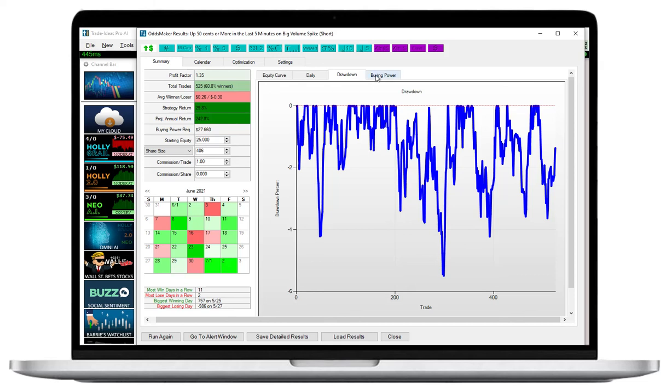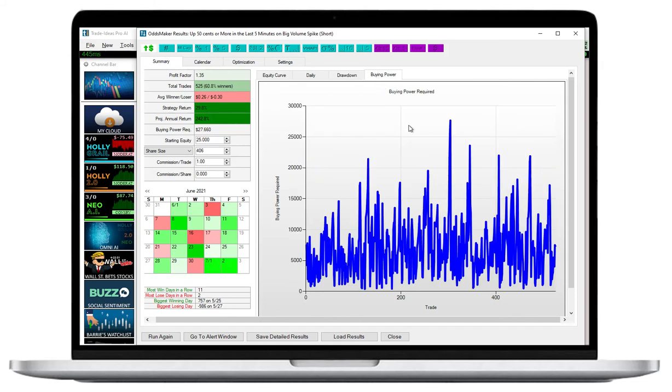The buying power graph shows the maximum buying power required throughout the simulation period. Strategies that hold many simultaneous positions will require more buying power. This graph can help you determine how much money you'd need to allocate to trade every signal that appears. It is showing you how much buying power you would require if you wanted to be in every single trade even on the busiest day.